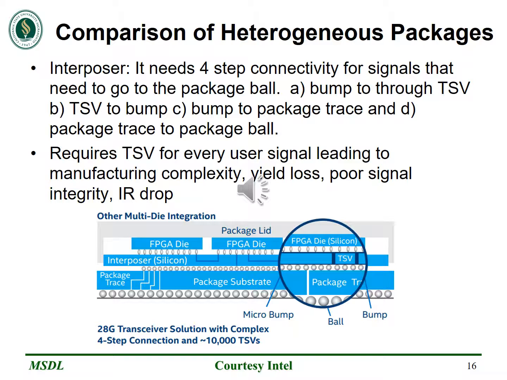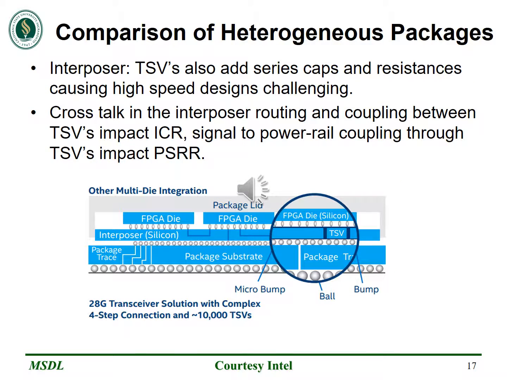The silicon interposer requires a TSV for every user signal, leading to manufacturing complexity, yield loss, poor signal integrity, and IR drop. Continuing about the interposer, TSVs also add series capacitance and resistance, making high-speed design challenging. Crosstalk in the interposer routing and coupling between TSVs impact ICR, and signal to power rail coupling through TSVs impacts PSRR.